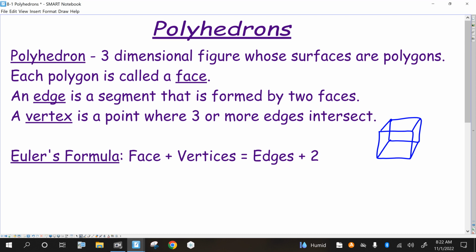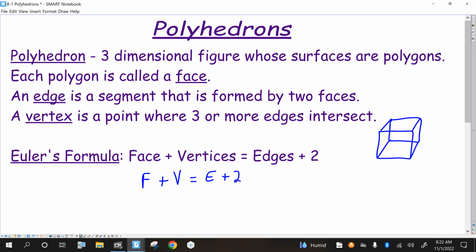So if you want to draw a cube, you can draw the faces with lines and connect them. Now, this formula here is very important. It's called Euler's formula. I know it looks like Euler, but it's actually pronounced Euler's. So Euler's formula says the faces plus the vertices equals the edges plus 2.